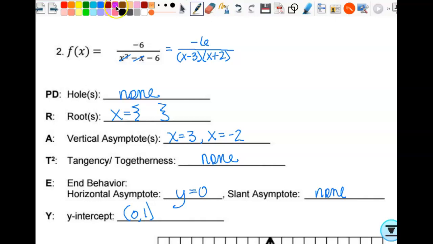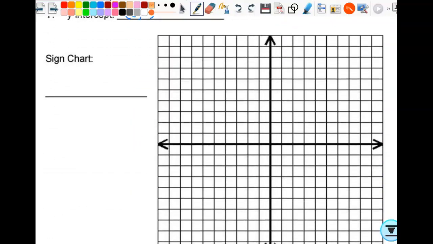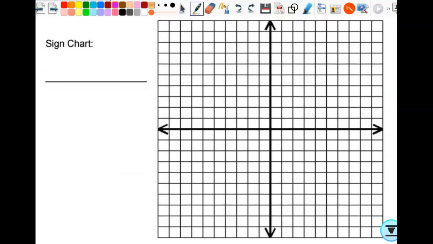All right, so let's do our sign chart. I'm going to rewrite this. F of x equals, no, I'm looking at the wrong one, -6 over x minus 3 times x plus 2. So I have 2 things that go on my sign chart, -2 and 3. All right, so on the -2, is it open or closed? Open. Is 3 open or closed? Open. All right, so I'm going to substitute in a -3.